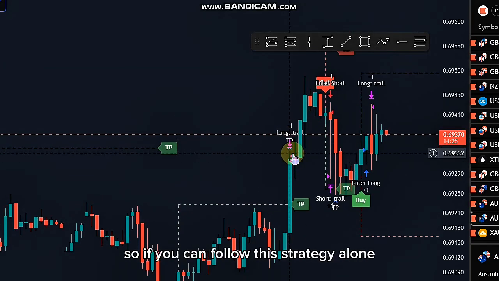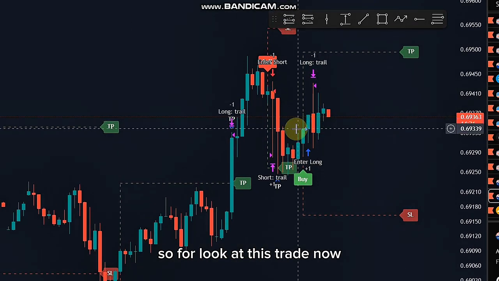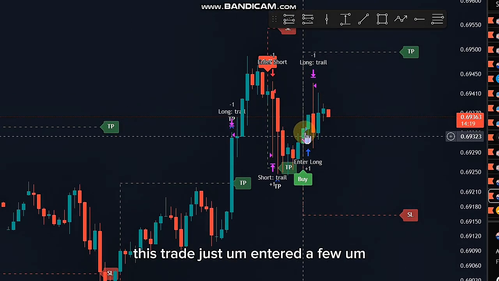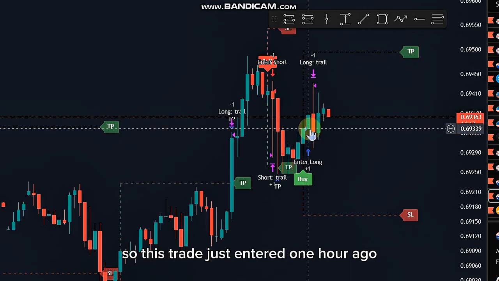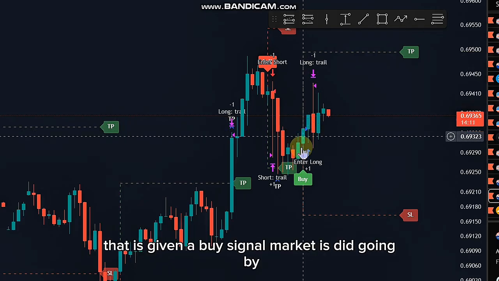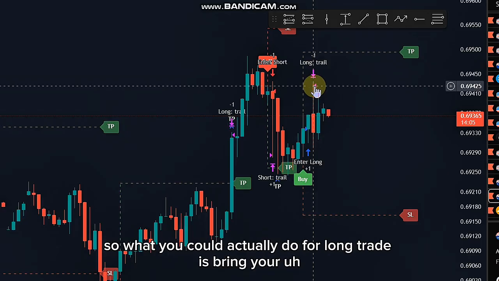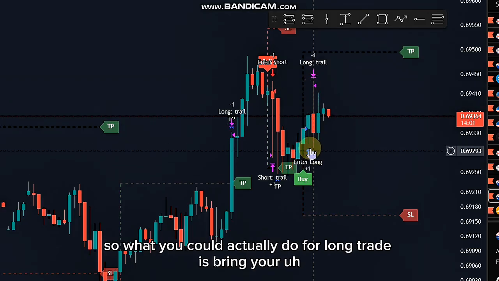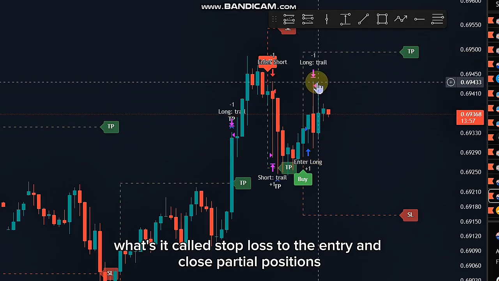So if you can follow this strategy alone, look at this trade now. This trade just entered about an hour ago. This is 12:46, which is like 1 hour ago. It gave a buy signal. The market is indeed going up, but at this point it says protect what you've gotten. So what you could actually do for a long trade is bring your stop loss to the entry and close partial positions.